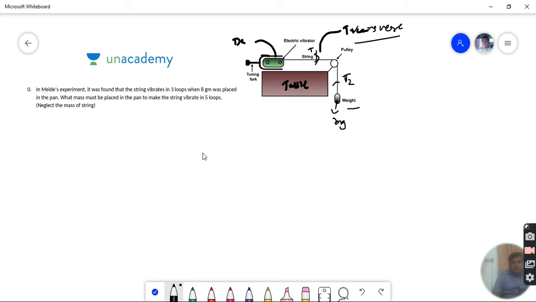According to this figure of Melde's experiment, the string was found vibrating in 3 loops. How many loops? 3 loops, so n1 equals 3. The mass given in the pan is 8 gram. What mass must be placed in the pan to make the string vibrate in 5 loops, so n2 equals 5, with n1 equal to 3? In these conditions we neglect the mass of the string. Okay, so now let's prove the answer.